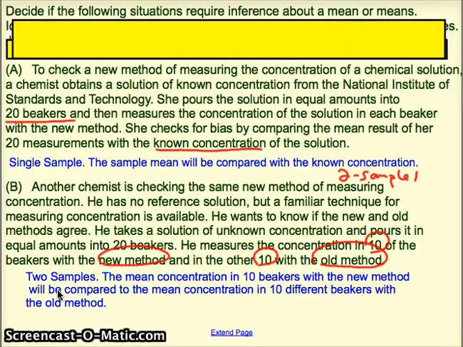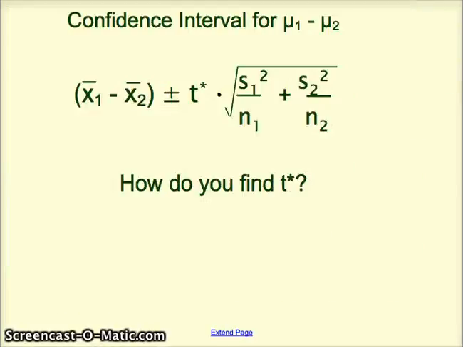So the mean concentration in 10 beakers under one method is compared to the mean in the other. So this would be a two sample t-test for means. And again, you're going to have to make that decision every time you read a problem like this.